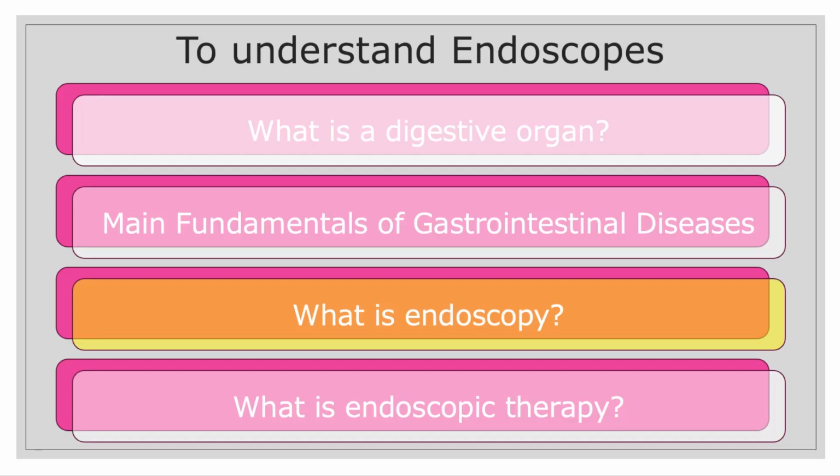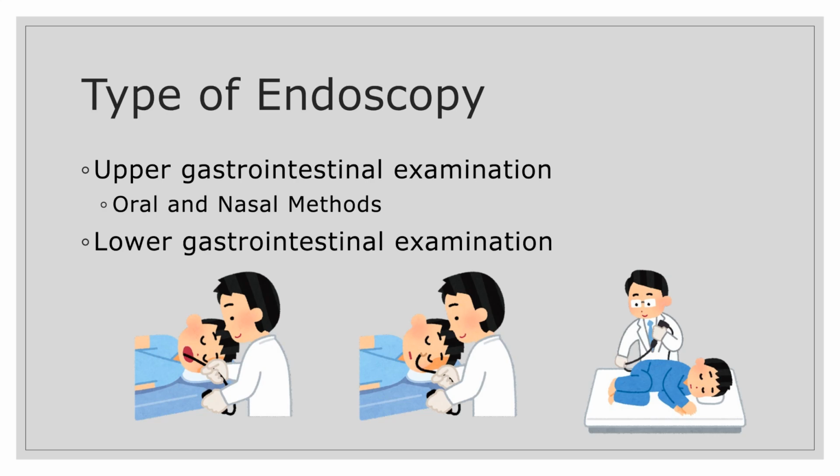Next, we will discuss endoscopy. The two types of endoscopy commonly heard of are upper gastrointestinal and lower gastrointestinal examinations. The upper gastrointestinal examination can be performed by either the oral or nasal method.